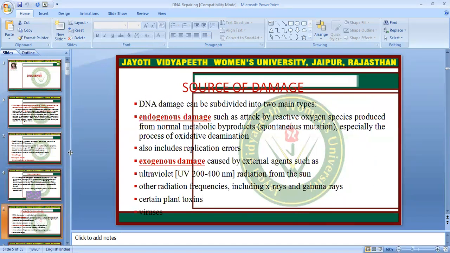What are the sources of DNA damage? There are two types of damage, endogenous and exogenous. Endogenous damage includes attack by reactive oxygen species produced from normal metabolic byproducts, especially the process of oxidative deamination, and also includes replication errors. Exogenous damage is caused by external agents such as ultraviolet range and other radiation frequencies, including X-rays and gamma rays, certain plant toxins, and viruses.